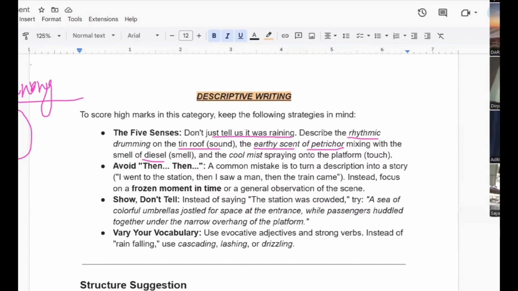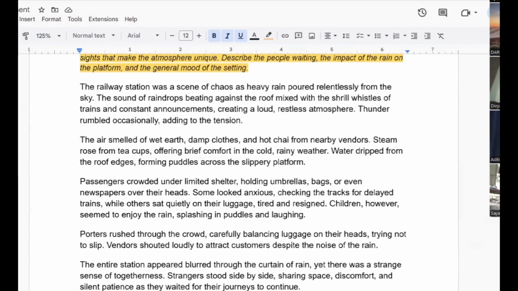Similarly, let's say if we go a little upward in the paragraph and we see what sort of senses are used here, the five senses. Look in the paragraph, students. Can you number them? Can you see them? The sound of raindrops beating against the roof, right? The shrill whistles, constant announcements. So these are what? The sounds. Then restless atmosphere is there, then thunder is rumbling in between, that is again a sound.